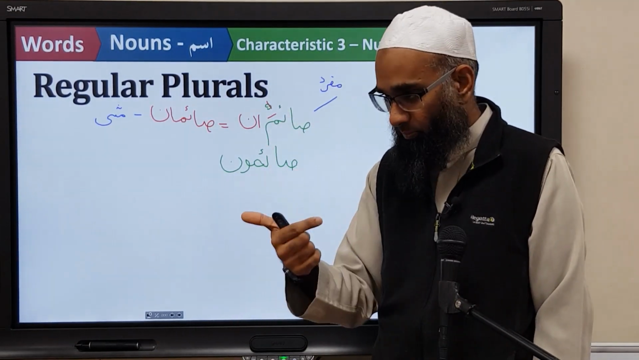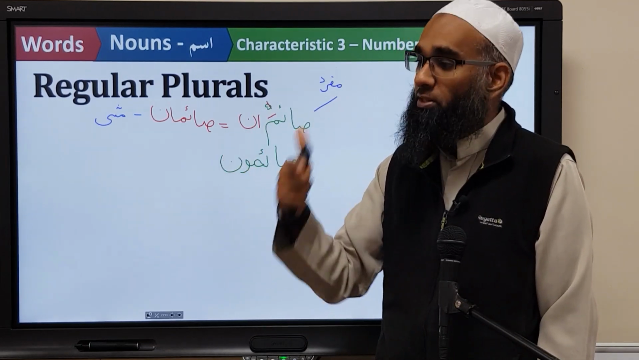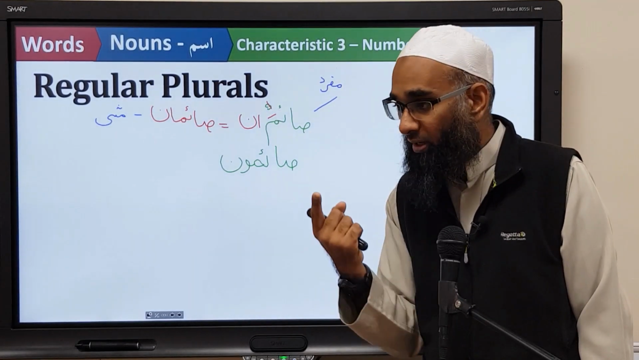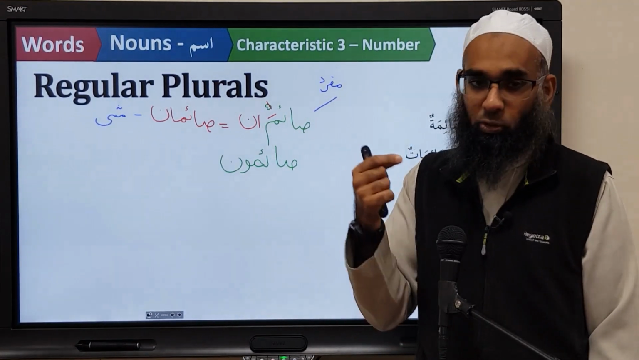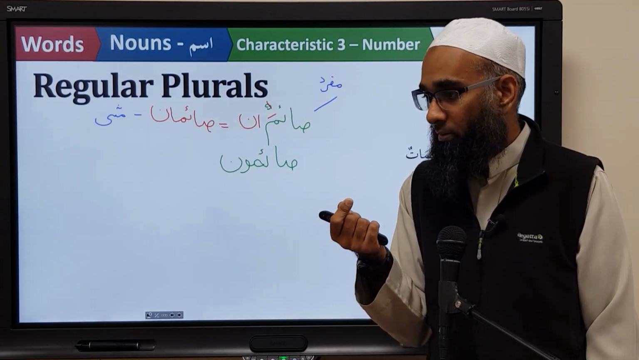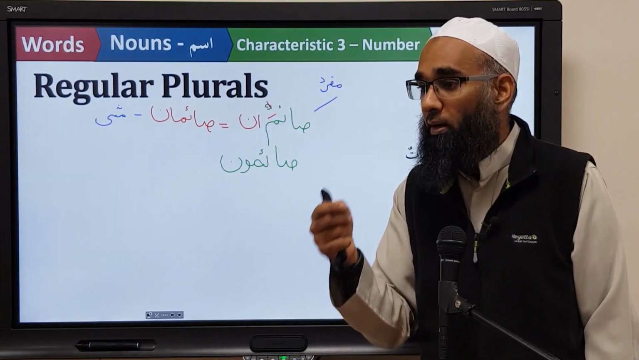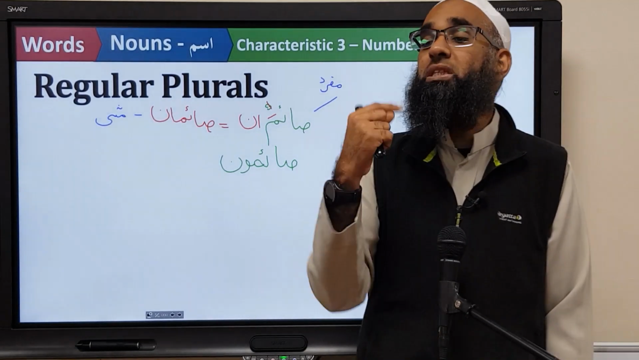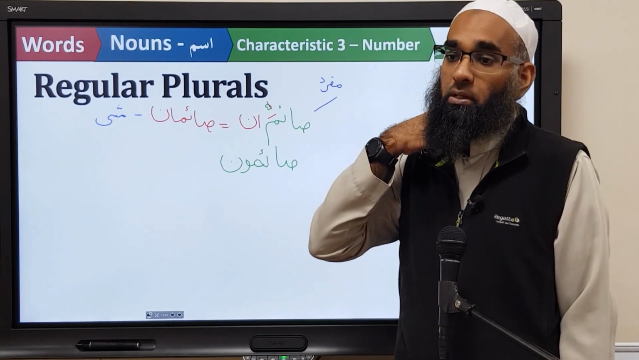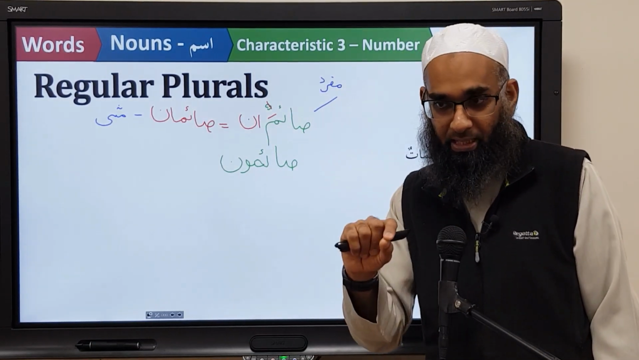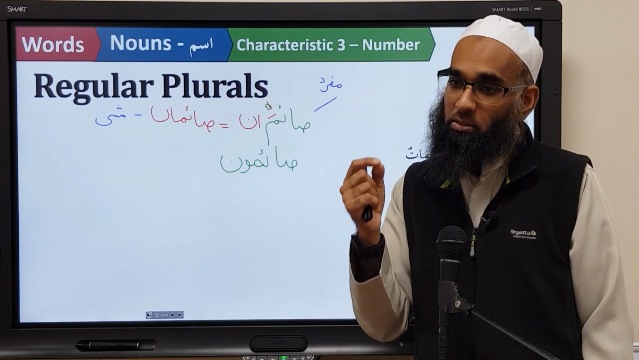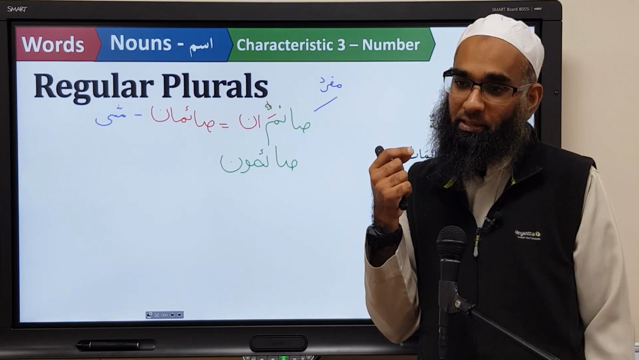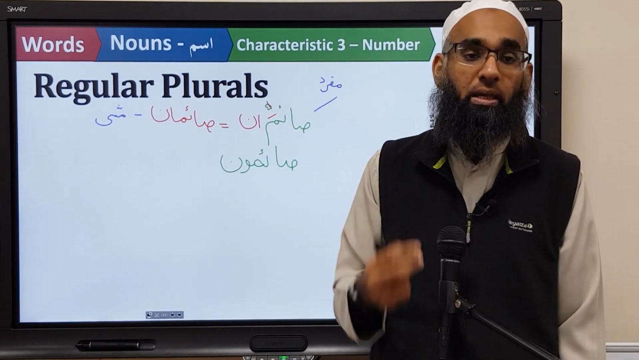Sa'imun. Make that dual. Sa'imani. Make it jam'ul mudhakkar salim. Sa'imuna. Make it muannath mufrad. Sa'imatun. Make it muthanna muannath. Sa'imatani. And make it jam'ul muannath salim. Sa'imatun. Try muslimun. Muslimun, muslimani, muslimuna, muslimatun, muslimatani, muslimatun. Try qa'imun.